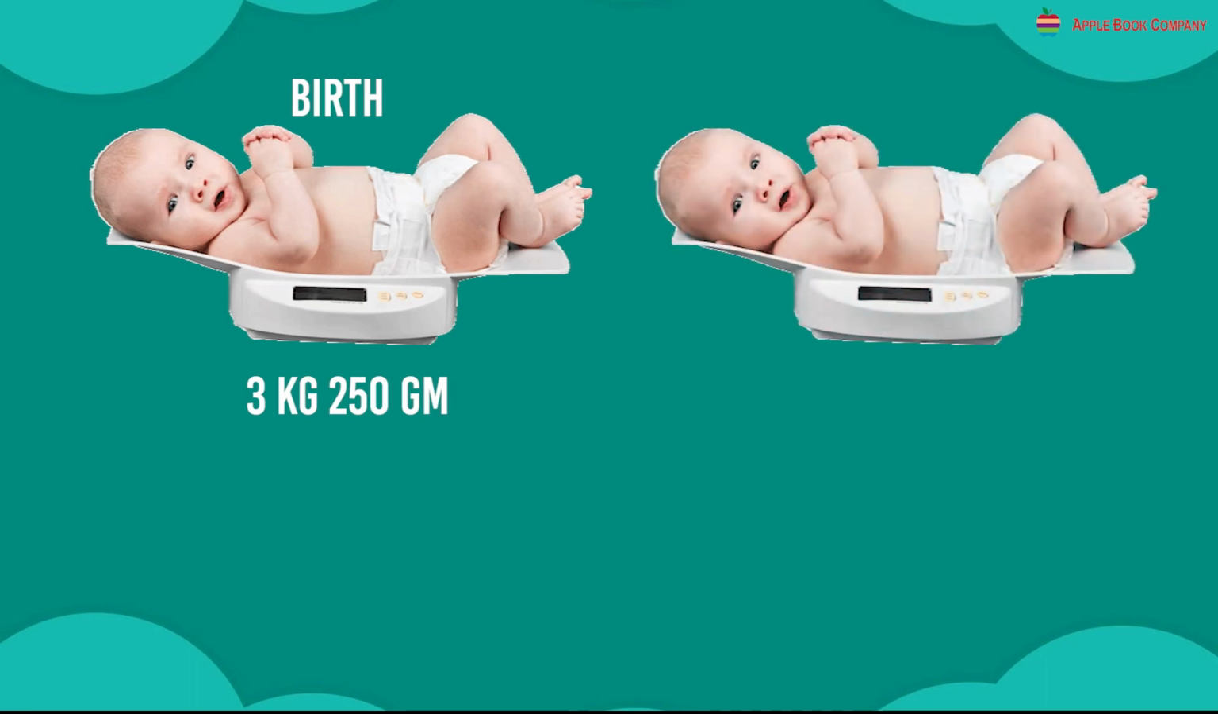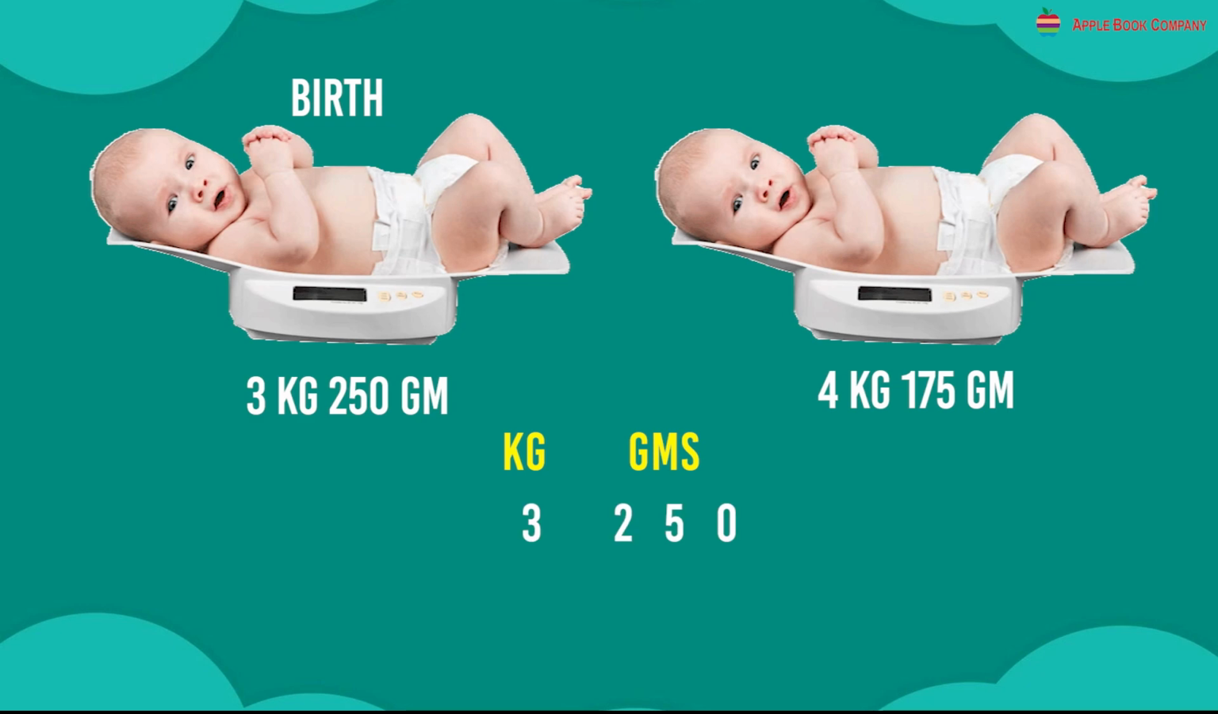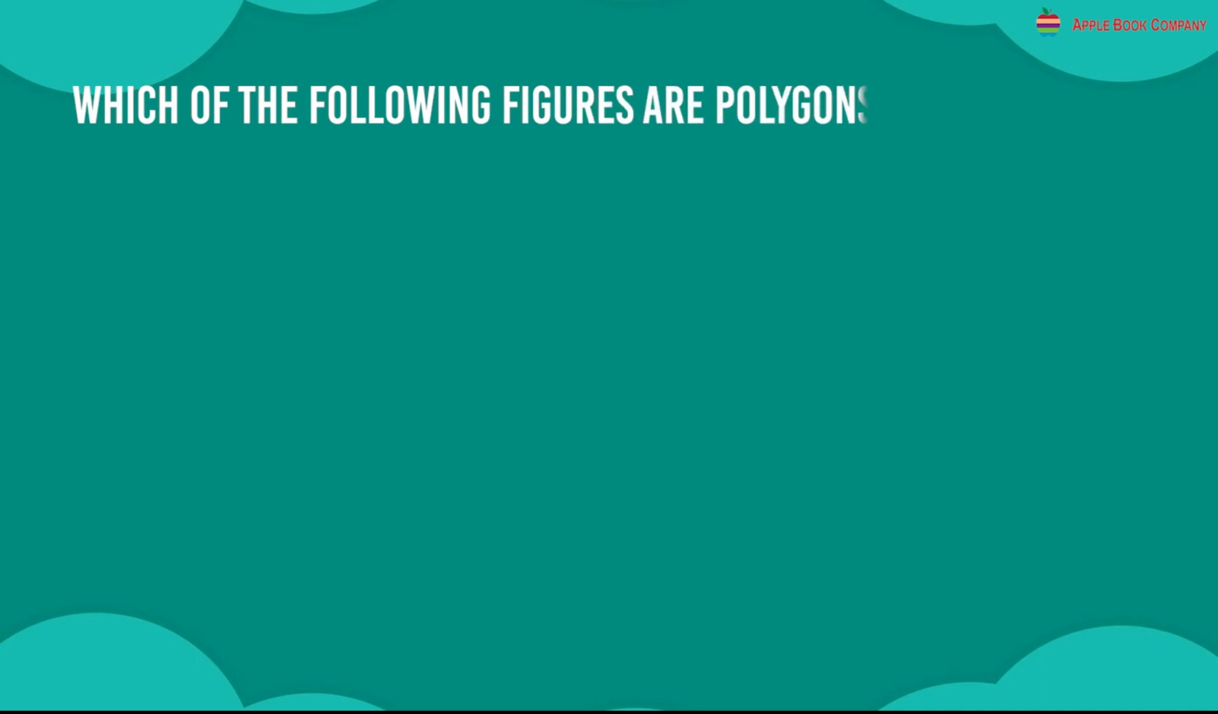After a month, she was found to be 4 kgs 175 grams. How much weight she gained in a month? The answer would be the subtraction of 3 kg 250 grams from 4 kg 175 grams. That is 925 grams.